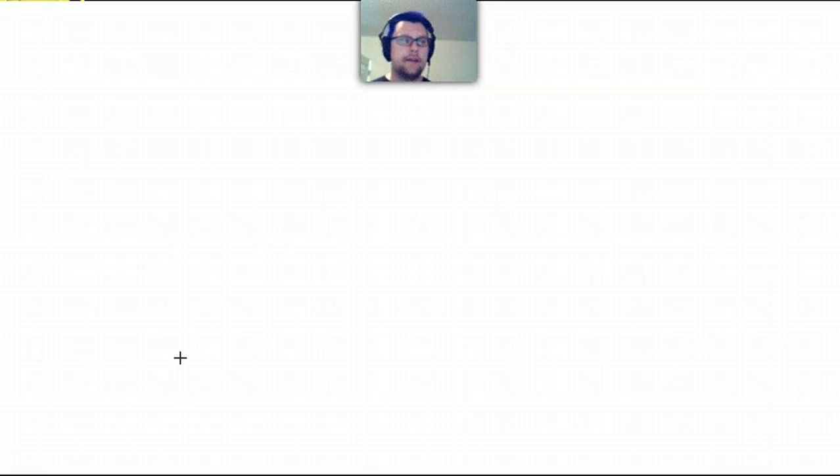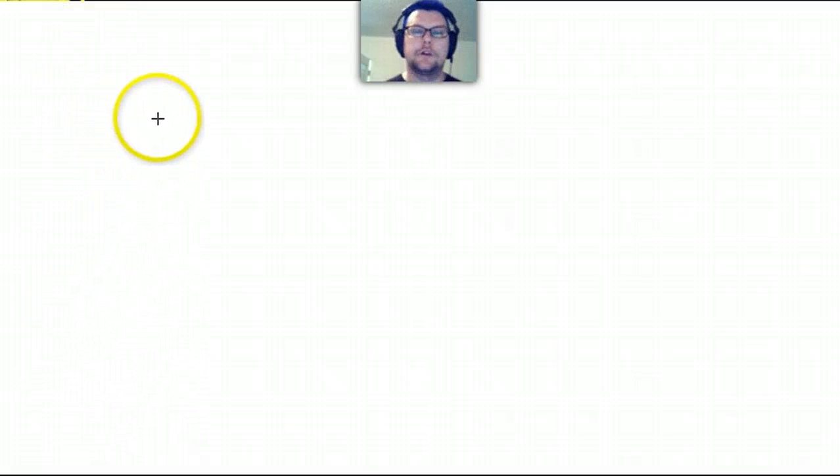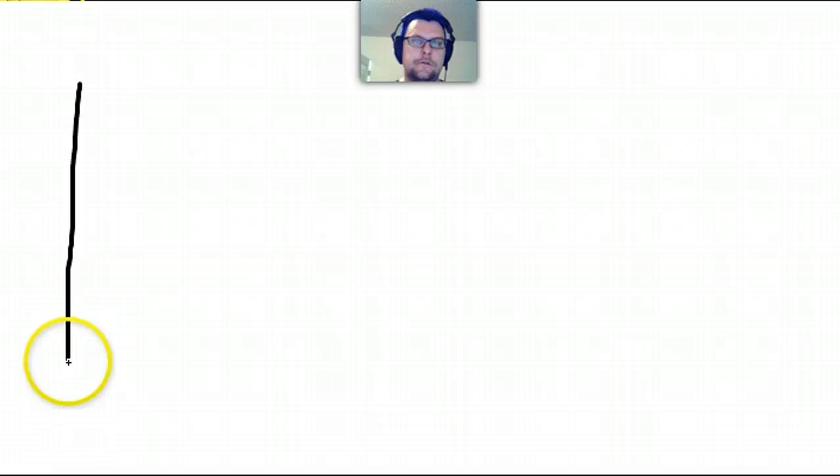Okay, so the other thing that this really becomes an issue with is the idea of look space. Again, here's our frame.